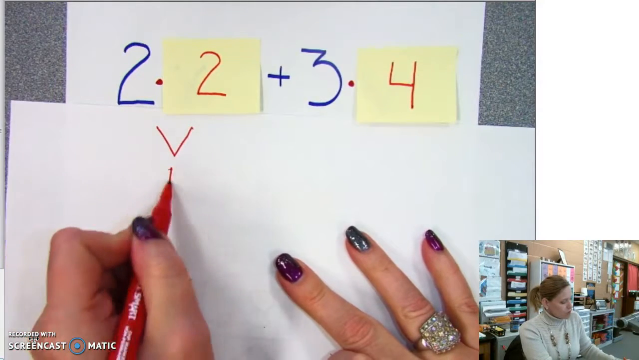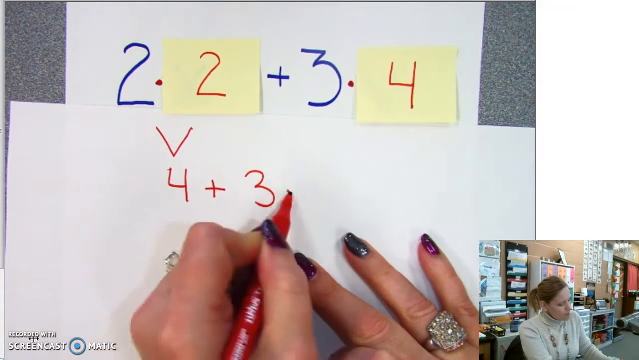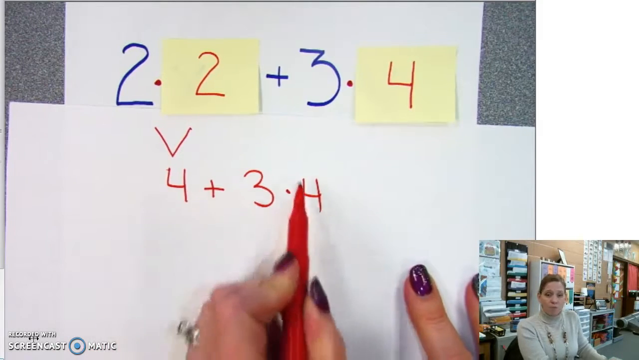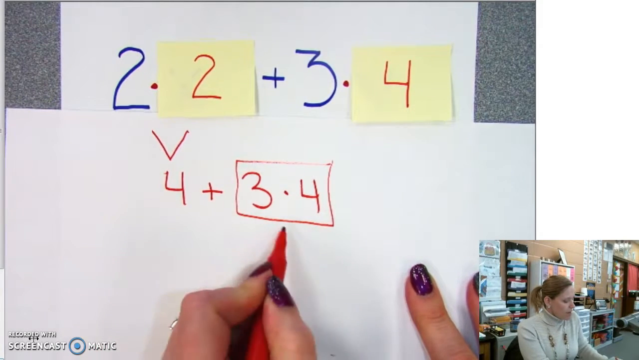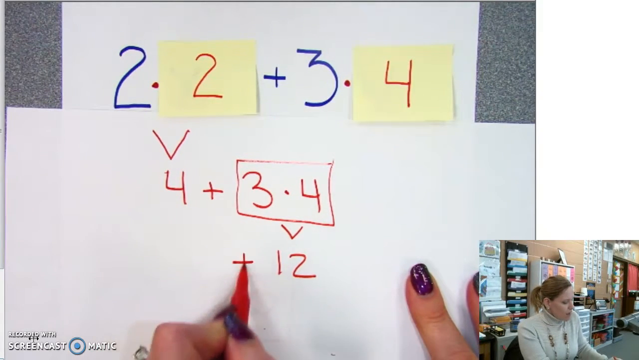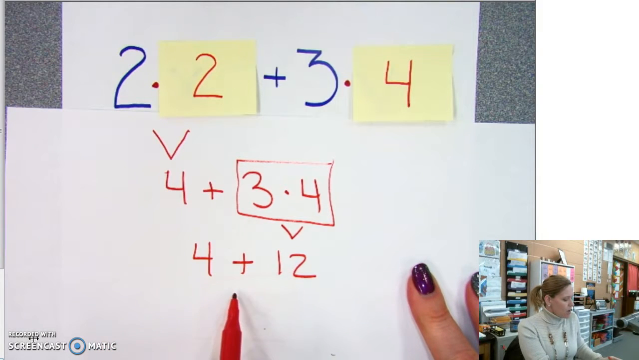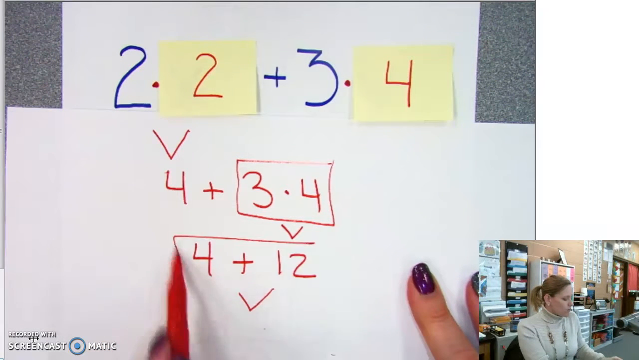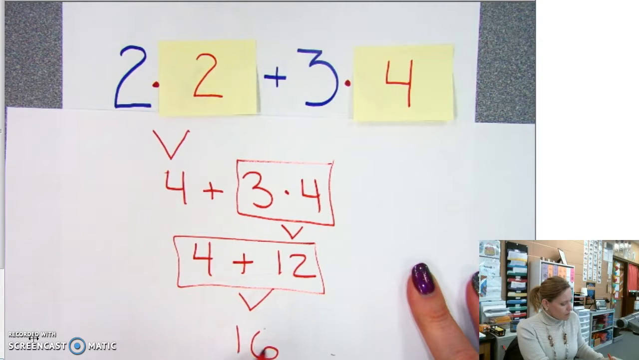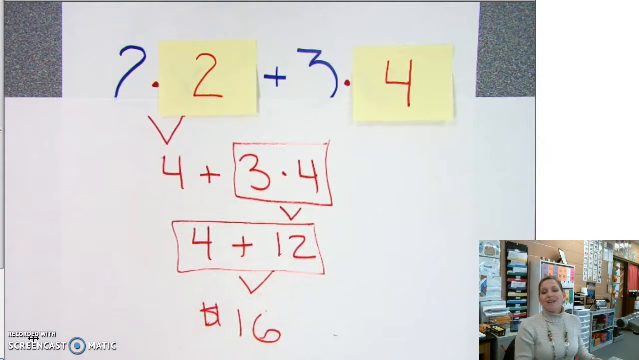2 times 2 is 4. Bringing everything down. We multiply before we do any adding. 4 times 3 is 12. Bring everything else down. And finally, 4 plus 12 is 16. Now we're spending $16 at the movie theater.